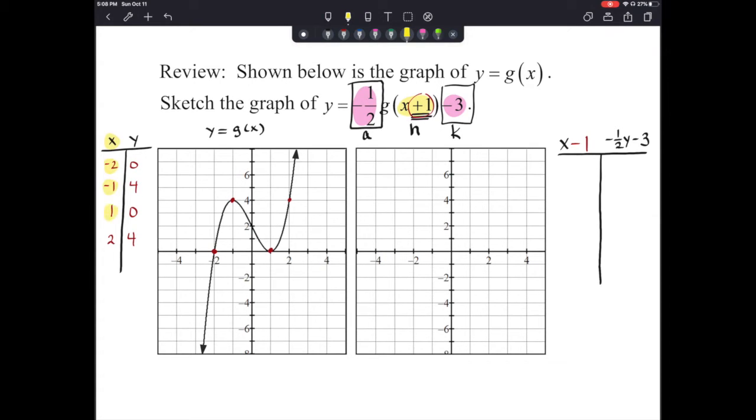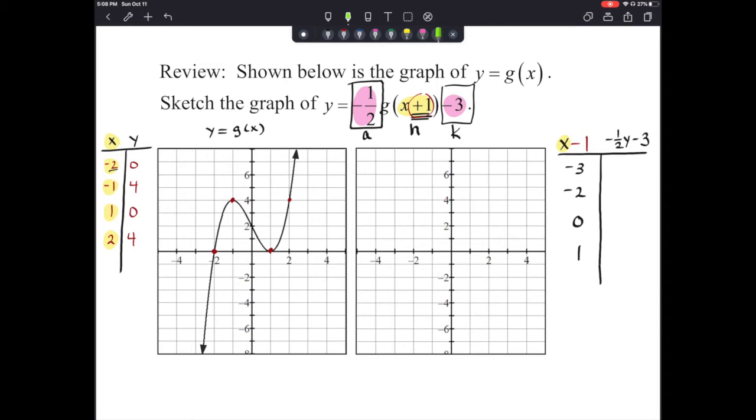Now to find our new coordinates, all we're going to do is take our x values from our original table, and we're going to substitute those values in for x and then simplify. So I plug in negative 2 in there. So negative 2 minus 1 gives us negative 3. Negative 1 minus 1 is going to give us negative 2. 1 minus 1 gives us 0. And then 2 minus 1 gives us 1.